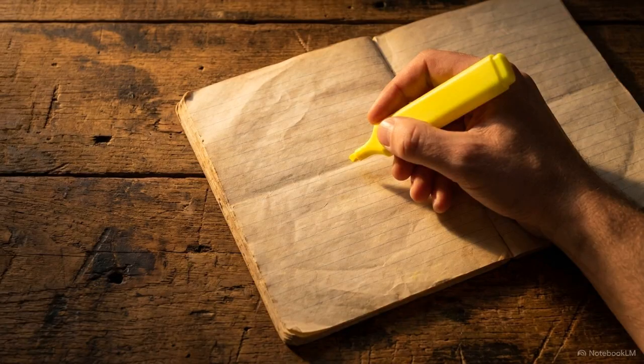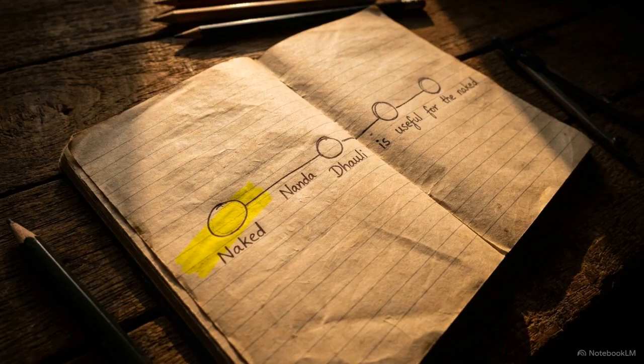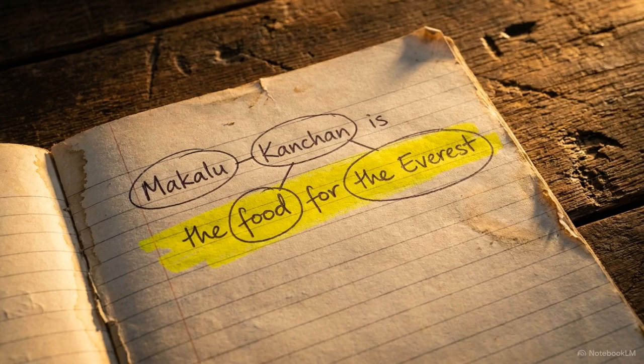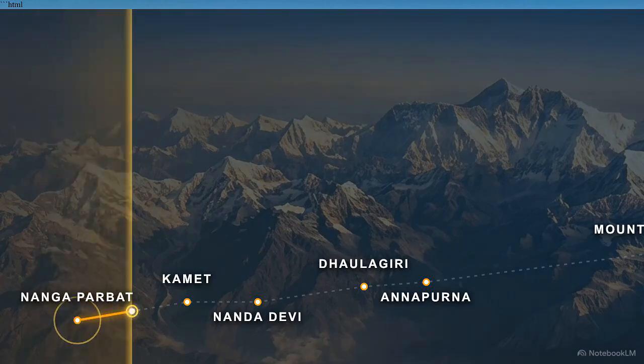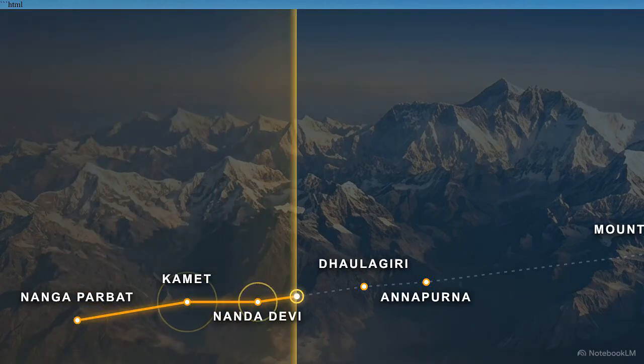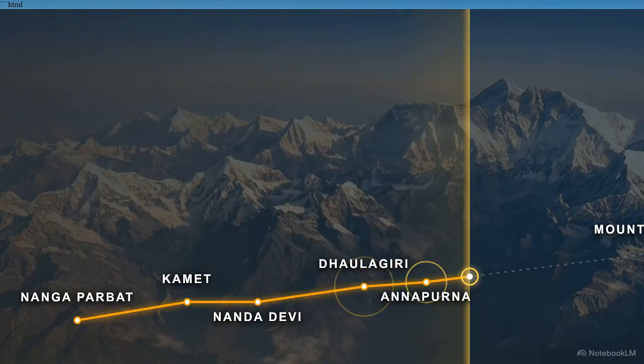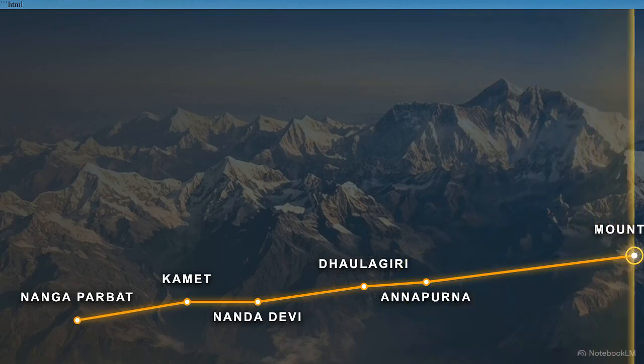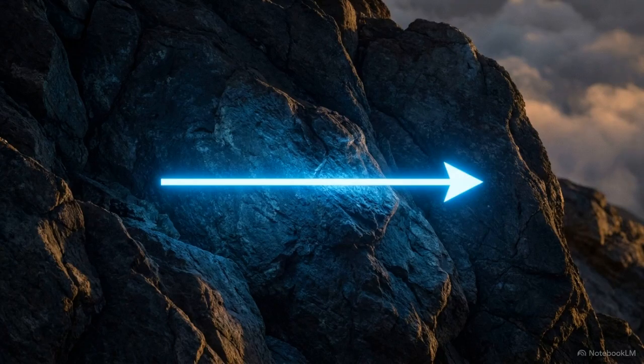To lock this entire sequence into memory, students use a specific mnemonic phrase. "Nanda Dhauli is useful for the naked, Makalu Kanchan is the food for the Everest." The words follow the terrain exactly. Naked identifies Nanga Parbat, followed by Kamet, Nanda Devi, Dhaulagiri, Annapurna, Everest, Makalu, and Kanchenjunga. Every word tracks our movement from west to east.